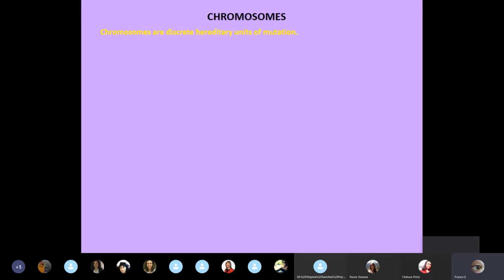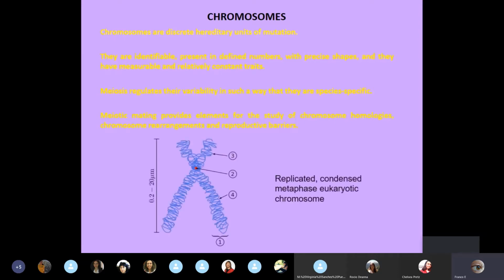Chromosomes are discrete hereditary units of mutation. They are identifiable, present in defined numbers with precise shapes, and they have measurable and relatively constant traits. Meiosis regulates their variability in such a way that they are species-specific. Meiotic mating provides elements for the study of chromosome homologies, chromosome rearrangement, and reproductive barriers.